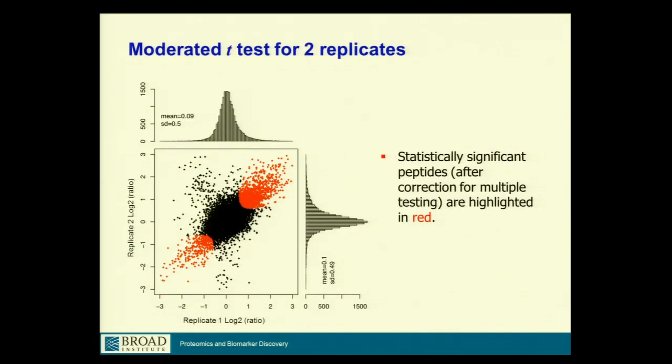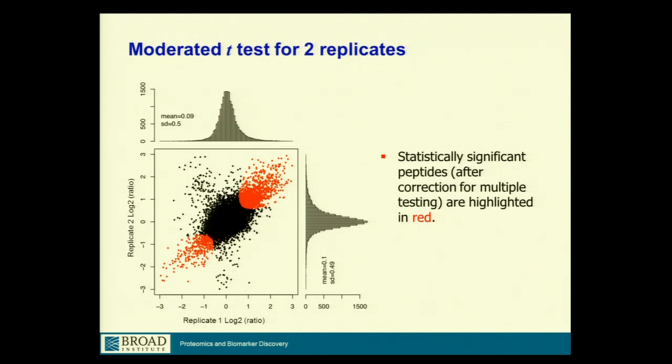So this is for a two-sample case where you have replicate 1 along the x-axis and replicate 2 along the y-axis. This shows the histogram of the ratios of the individual replicates. These are called marginal histograms. So this is for replicate 2 and this is for replicate 1. And when you combine them, this is the scatter plot. The red dots are significantly regulated, up and down regulated. The black ones are not.